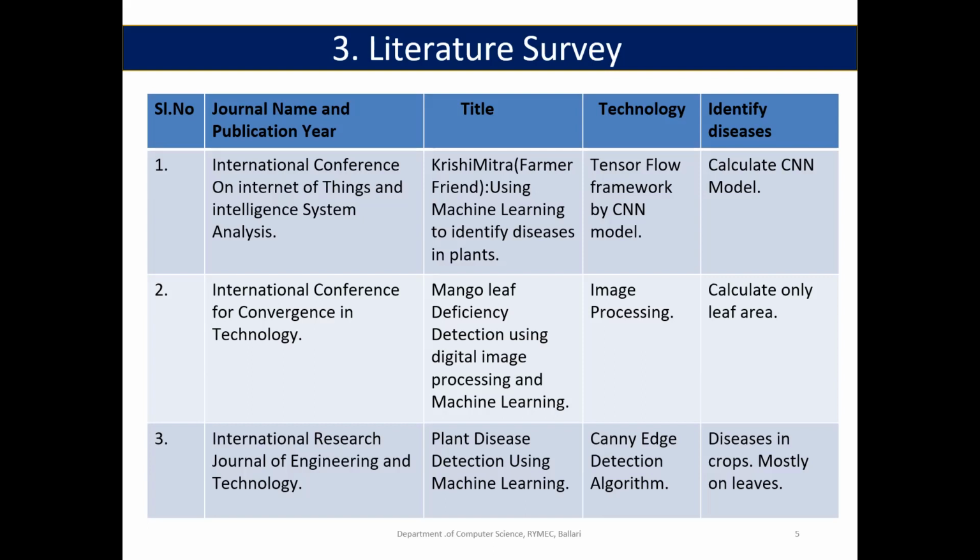Coming to the second paper, we have mango leaf deficiency detection using digital image processing and machine learning, published in International Conference for Convergence in Technology. Here we will calculate only leaf area and find out the diseases. In the third paper, we have plant disease detection using machine learning, which is published in International Research Journal of Engineering and Technology. And here we detect the diseases in crops, mostly on leaves. This is all about the literature survey.